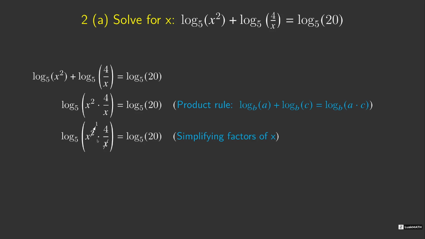Okay, next what I do is I simplify the terms inside the log on the left hand side, so the x's can cancel. I cancel this x and x squared. So this whole thing in the bracket here becomes 4x. Okay, so log of 4x to base 5 equals log of 20 to base 5. Okay, what can we do from here?